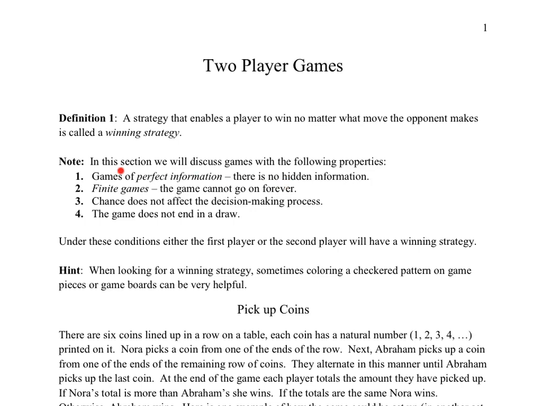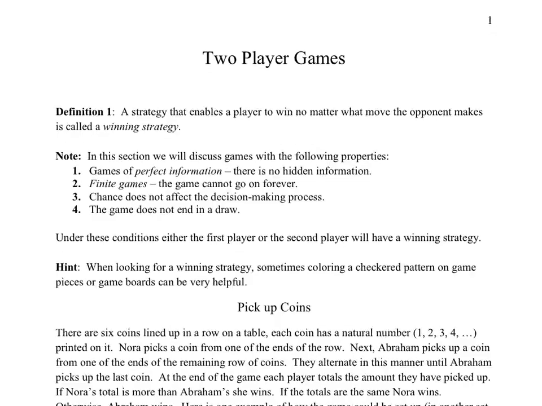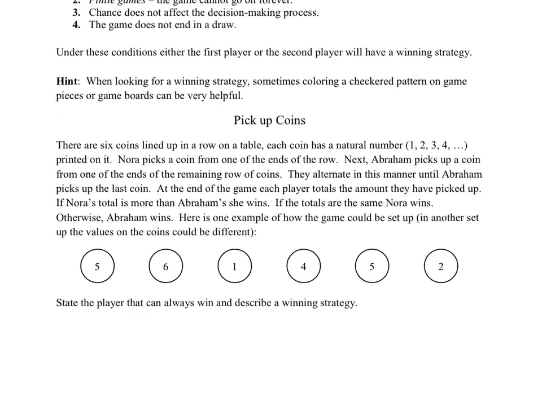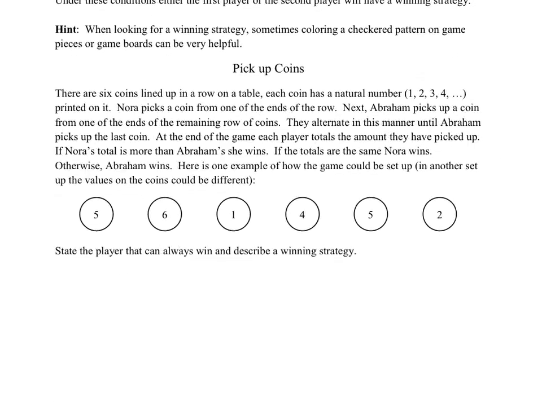Now, if you stick all 4 of these together, the nice thing about it is you always get this winning strategy. So under these 4 conditions, either the first player in your 2-player game or the second player will have a winning strategy. So our attack on how to learn this subject area is we're going to look at some different games. Each game that comes up will have a little hint, and then we'll get some time to play around with it on our own before we discuss a solution to that game.